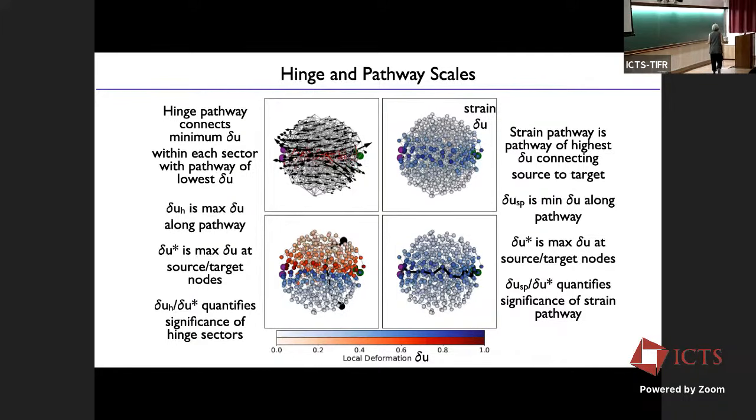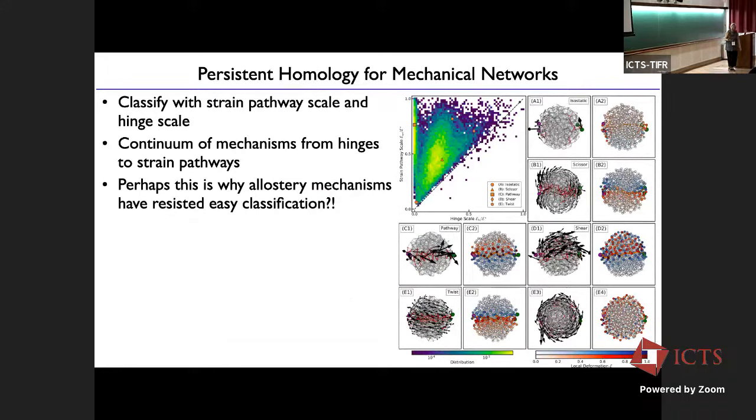So now, as I said, we can make thousands of these, and we can plot them on this diagram where we have here the hinge scale and here the strain pathway scale, these two numbers. And interestingly, they all fall on this upper half diagonal. What that says is that if you have a strong hinge, within that hinge, you will have a strain pathway.